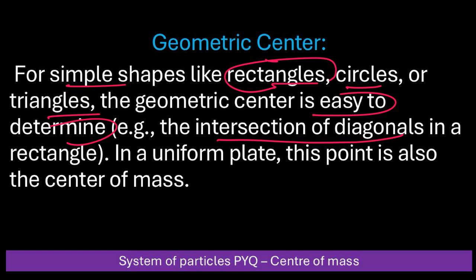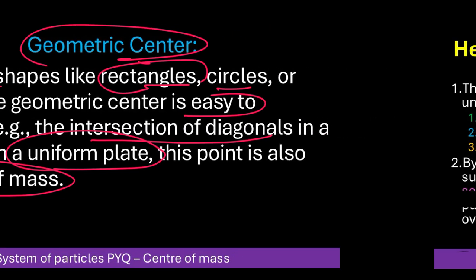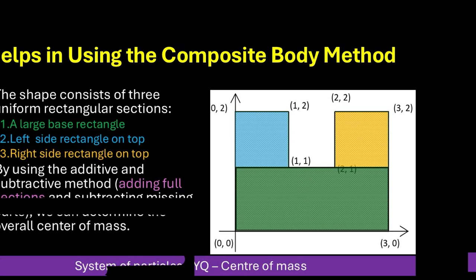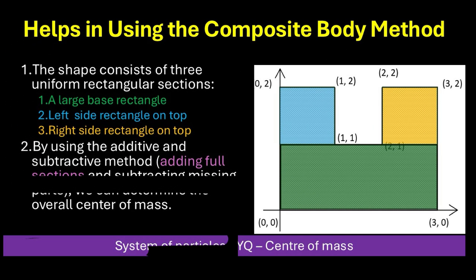Okay, now this geometric center will also be the center of mass when the plate is uniform in nature. So that was regarding the concept of uniform plate and geometric center. Now, how do we apply these two in finding out the center of mass of the overall body?